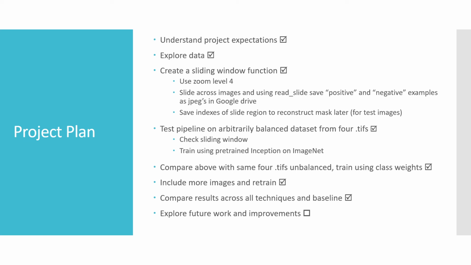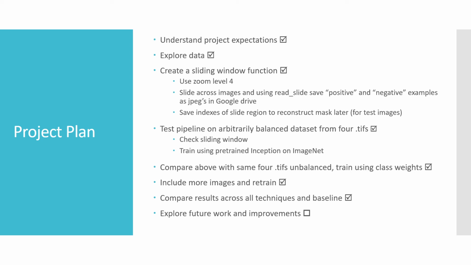Then I tried basically 3 different experiments. I tested this whole pipeline on an arbitrarily balanced data set from 4 different .tif files. I got 250 positive and negative examples from each TIFF. I checked that the sliding window was as I expected, and then I used a pre-trained Inception model on ImageNet to basically get my model.